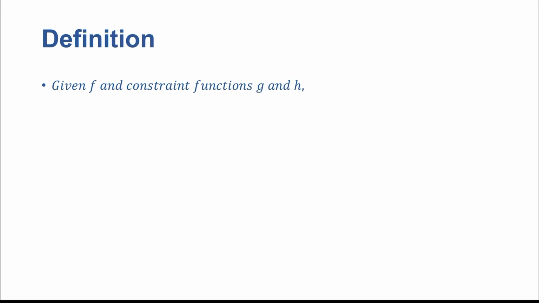Here we go. So the definition: given f and constraint functions g and h. Just to be clear, f is going to be a function of x, y, and z, or however many variables you want, really. It can be generalized. g is going to be a function of x, y, and z, and h is going to be a function of x, y, and z. I don't know why I drew that h like that. It looks a little bit like eta, no?